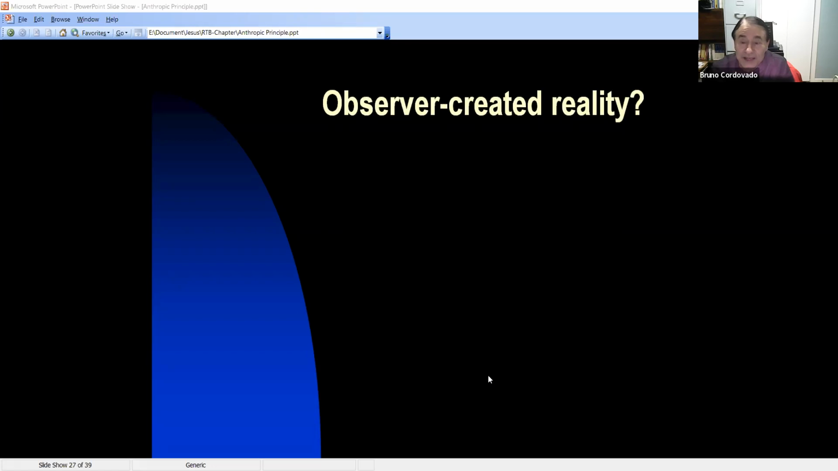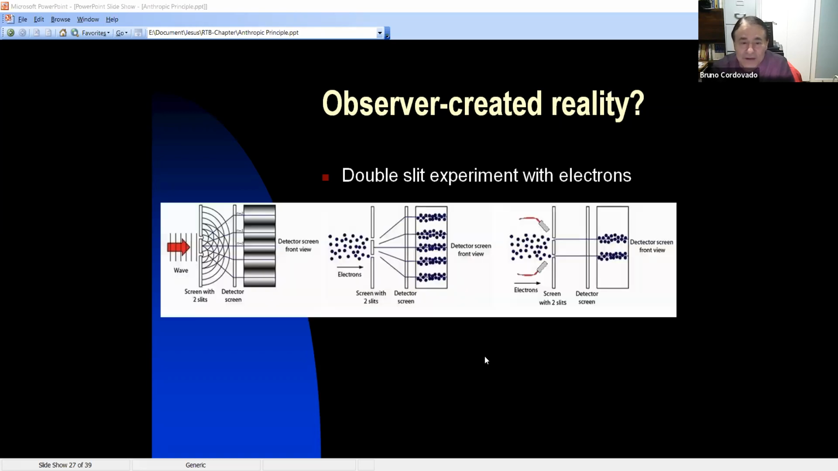Observer-created reality is the idea that somehow we, being the observers, have created the universe to be something that would enable us to exist. And they base it on experiments in quantum physics. Let me explain how this works here. If you have a wave being shot at an object with 2 little holes in it, as the wave of light goes through it, the wave from this hole interacts with the wave from the other hole, and it produces a pattern of bright and dark light.